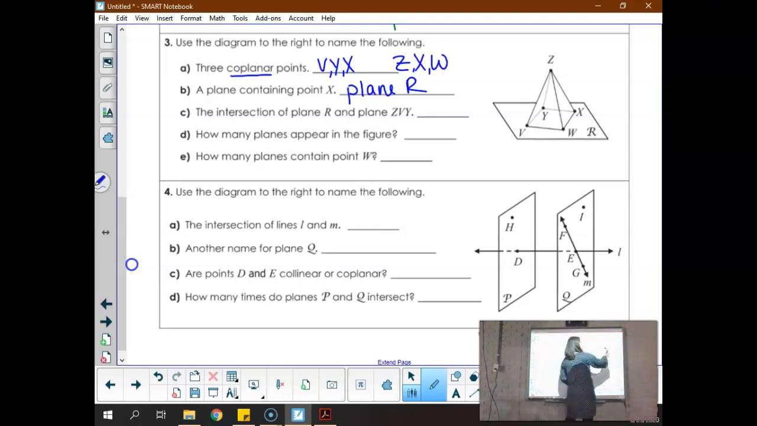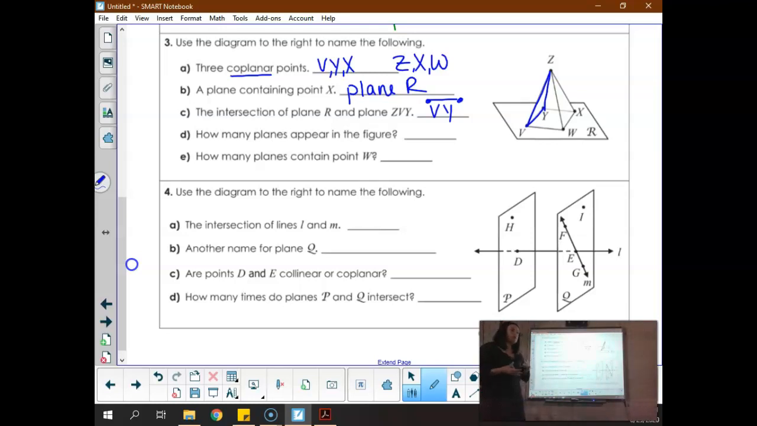The intersection of plane R and ZVY. All right, so if you look, here is ZVY. And they're asking, where does that triangular plane meet with the ground? And it meets with the ground at line VY. Now, I'm going to say line segment and put dots on the end because this is a pyramid. Those lines don't go on forever and ever and ever. They have specific ending points. So your symbols that you use in geometry make all the difference in the world.